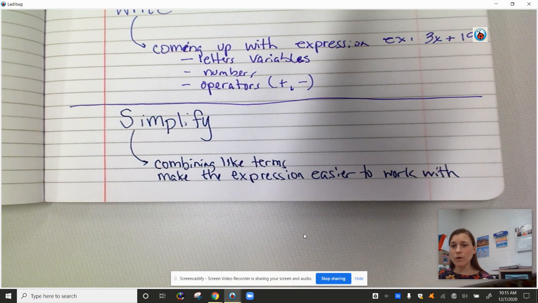All right, so those are your vocabulary words that I'd like you to have in your composition book. We'll be talking about this in Zoom, but this is for you in case you missed it.